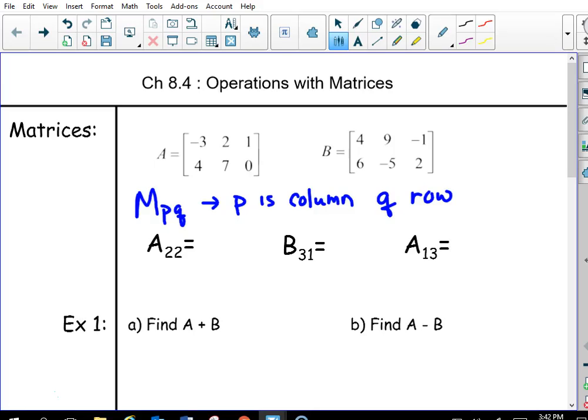So it helps me remember that. Let's take a look at A22, that's second column, second row. So if I look at A, my second column, second row is 7. B31 is going to be third column, first row, -1. And A13 is going to be first column, third row, which, because neither of these have a third row, it doesn't exist. Okay? So go by column and row with those indexes.